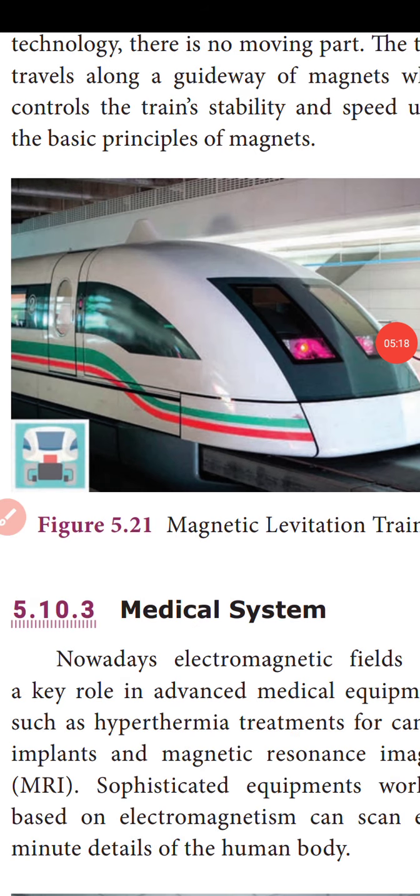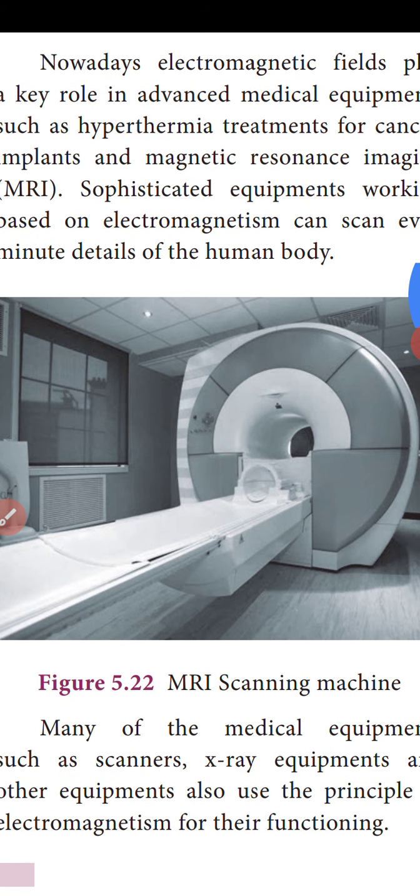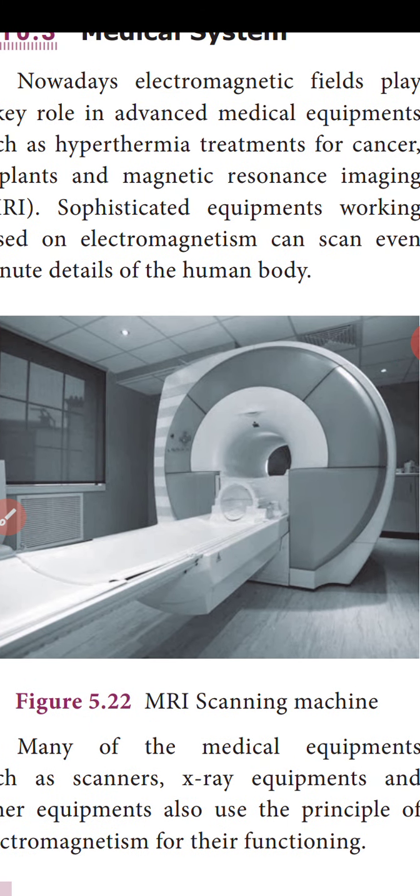The third one is the medical system. Nowadays electromagnetic fields play a key role in advanced medical equipment such as hyperthermia treatments for cancer, implants and magnetic resonance imaging. Equipment working based on electromagnetism can scan even minute details of the human body, like the MRI scanning machine. Many other medical equipment such as scanners, X-ray equipment and others also use the principle of electromagnetism for their functioning.